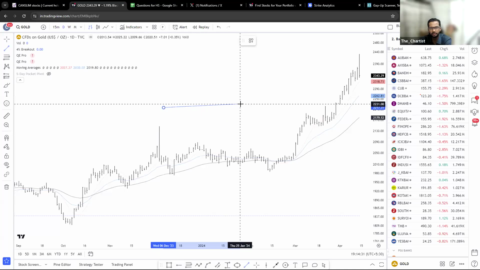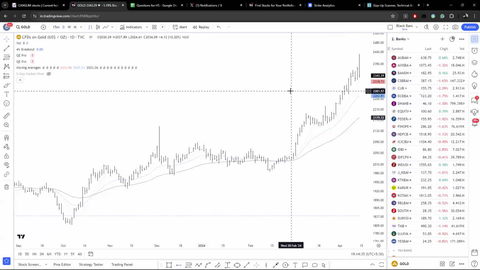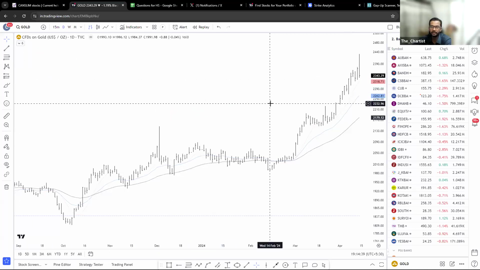Cummins is more like just rushing to the upside quickly. That's why, I mean, you can trade, but I personally give less priority. It can go up because it's very strong.